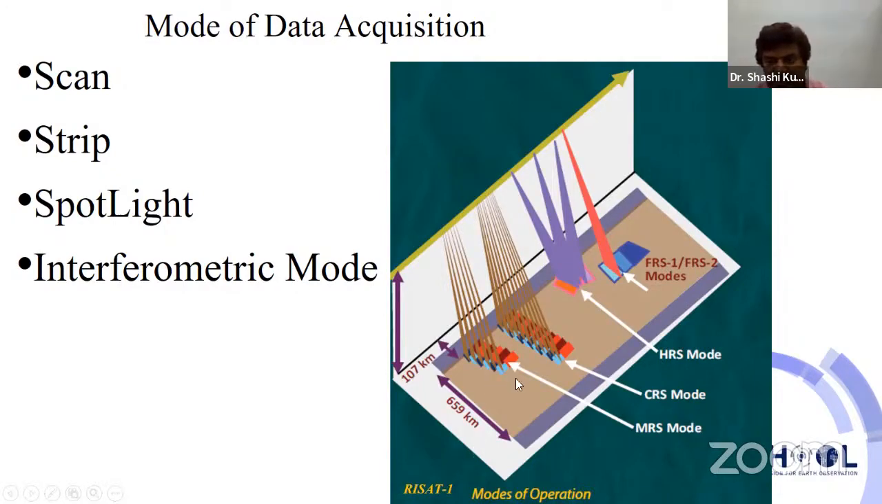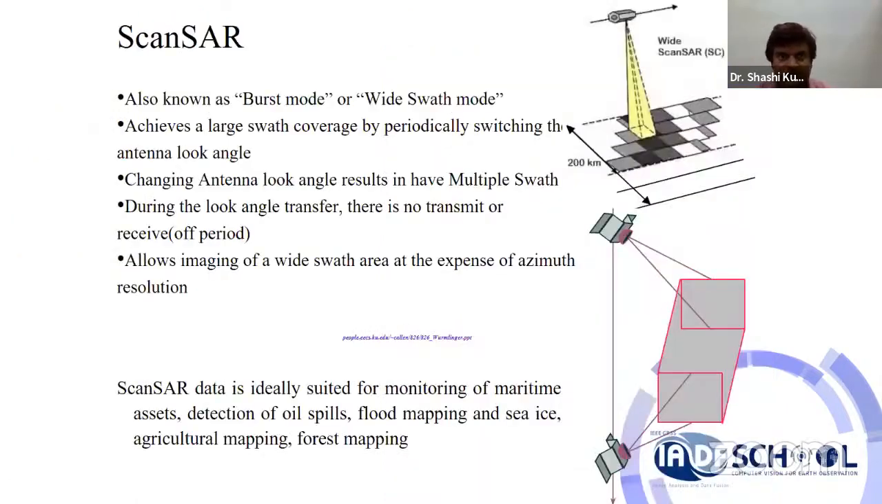So it was possible to operate in ScanSAR mode and spotlight mode, as well as FRS-1 mode for strip map mode. Generally, most of the satellites could be operated in all three modes, but at one time, the satellite could be operated in one specific mode.